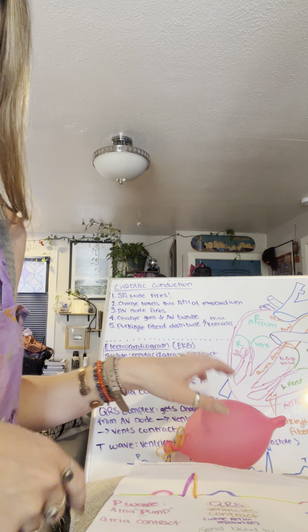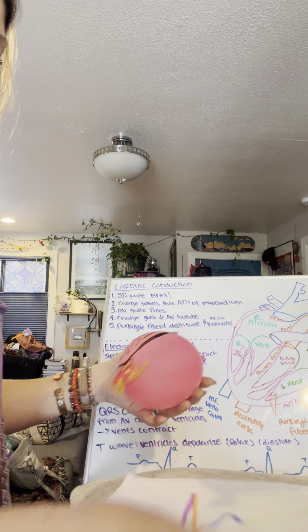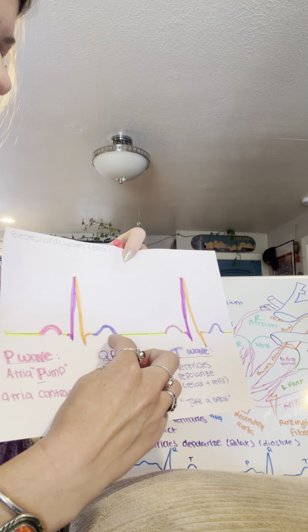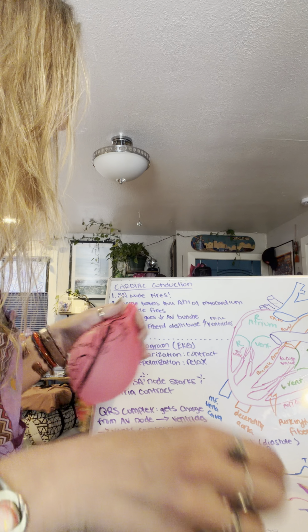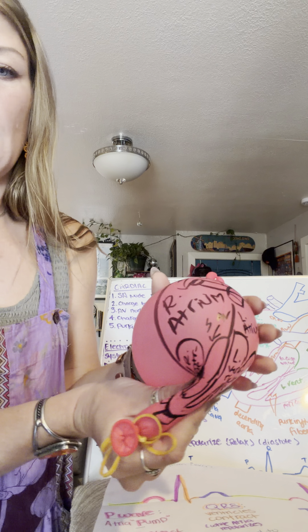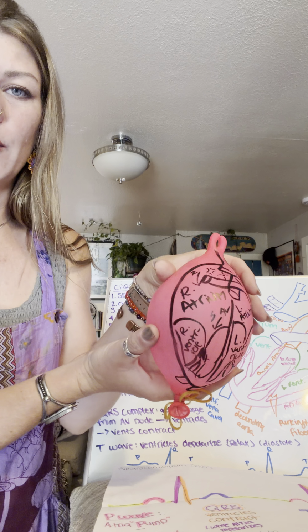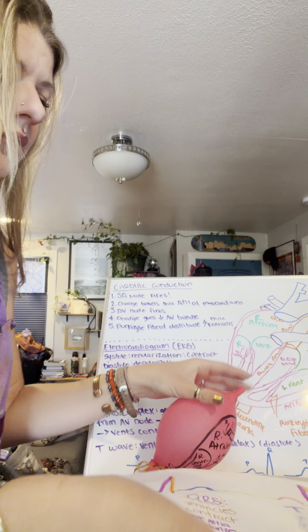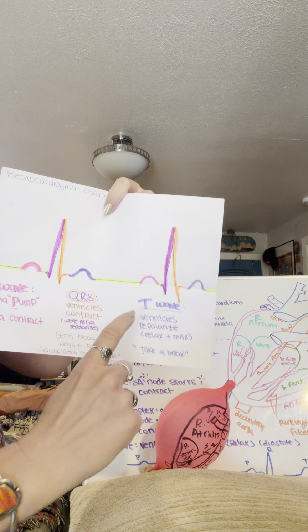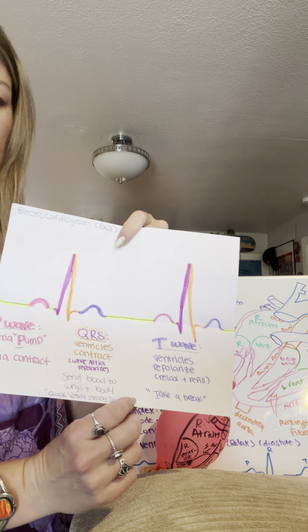And then finally, the T wave is going to be representing the ventricular repolarization, or basically when the ventricles take a pause for the heart to fill up and start all over again. So you can remember that one as T wave, for time to take a break.